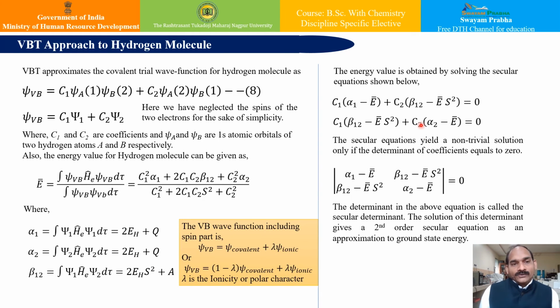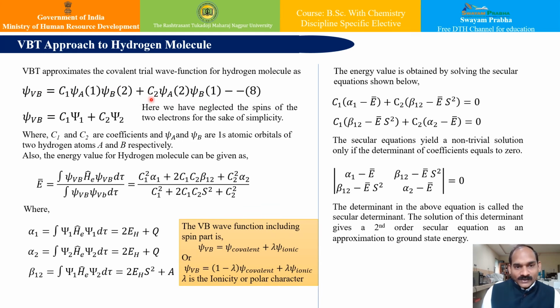Now, if you try to look at the VBT approach, the valence bond theory approach to the hydrogen molecule, in VBT we approximate the covalent trial wave function for the hydrogen molecule as this. Psi valence bond is C1 psi A1, that is, first electron is with the first hydrogen atom and second electron is with the second hydrogen atom, and then C2 into, second electron is assigned to the first hydrogen atom and the first electron is assigned to the second hydrogen atom.